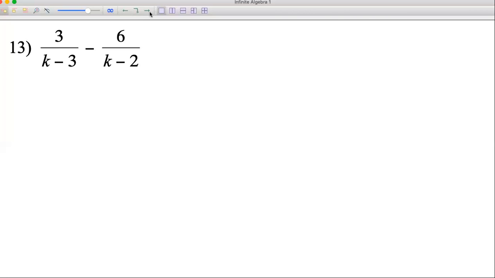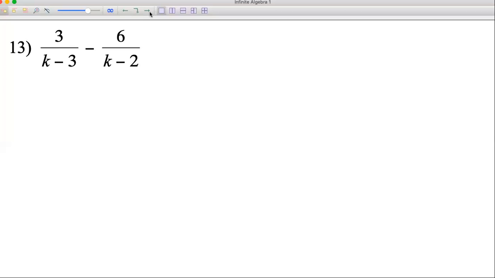Second fraction, we still know it's going to be k minus 3 times k minus 2. The second fraction is a 6 over k minus 2. Oh, I get it now. What are we missing? A k minus 3. Missing a k minus 3. So I'm going to multiply top and bottom by k minus 3.